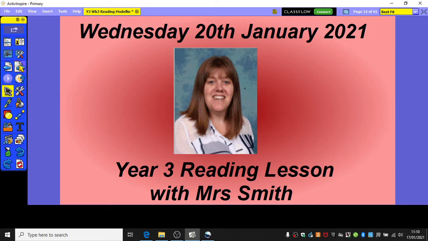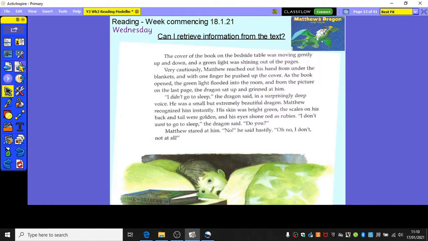Smith. So, Matthew's dragon. Now, yesterday we were looking at this picture here and we were deciding what the thoughts and feelings were of the main character, Matthew. Well, I can reveal now this is the next page of the story, the text that goes with this picture. And we're going to use the text today to look at the objective, can I retrieve information from the text? So we're going to read the text and select information from that, knowing that we're building a picture about something.